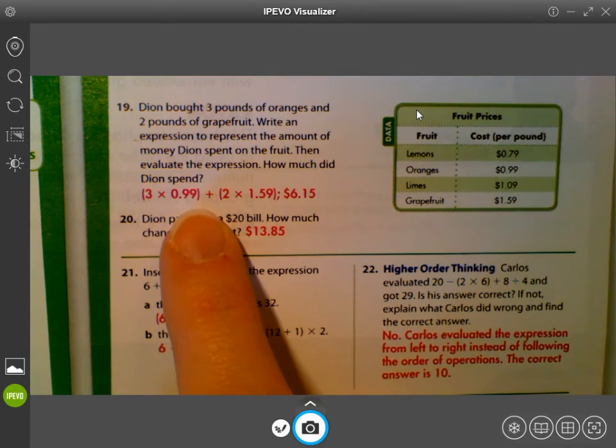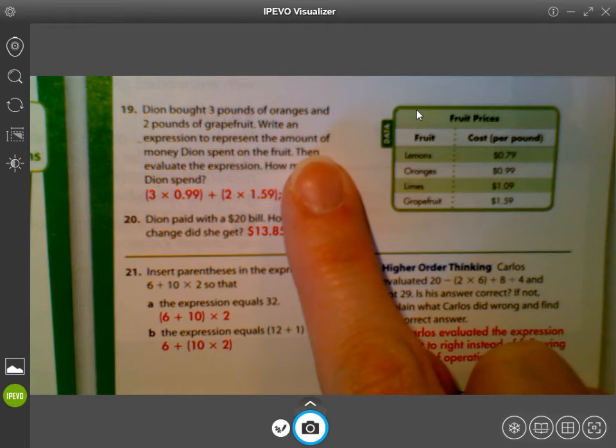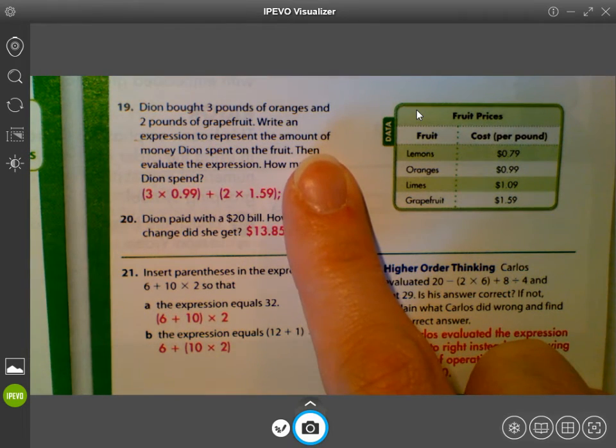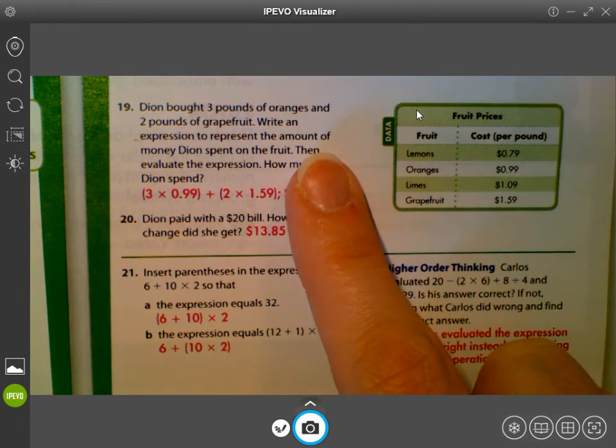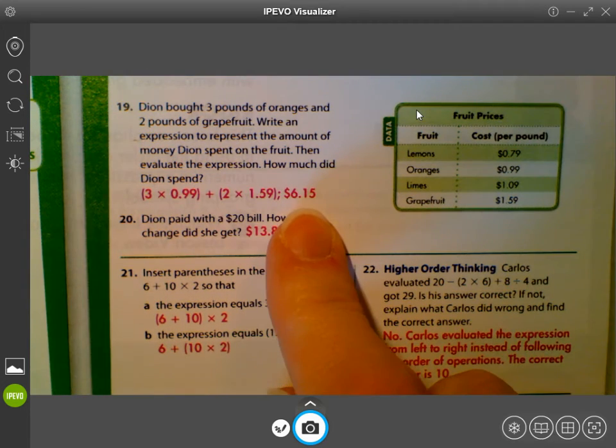So when we solve this, first of all, how many of you got the equation correct? You got 3 times 99 cents plus 2 times $1.59. Awesome. So when we solve that, we wind up with $6.15.